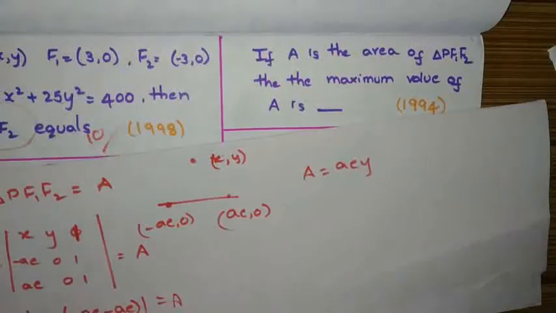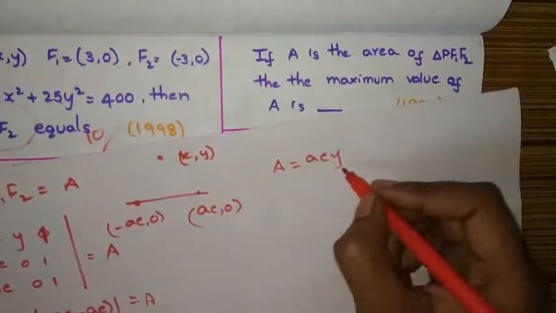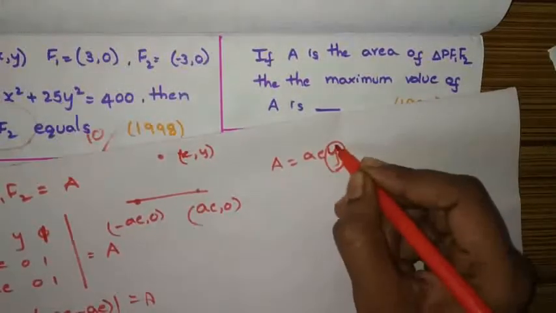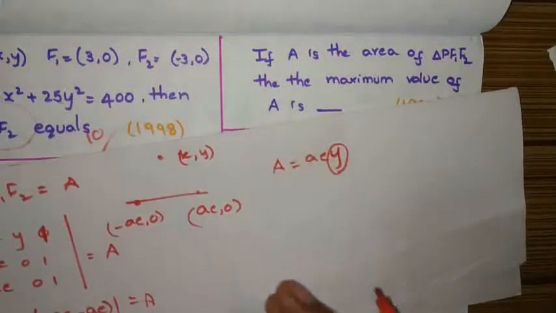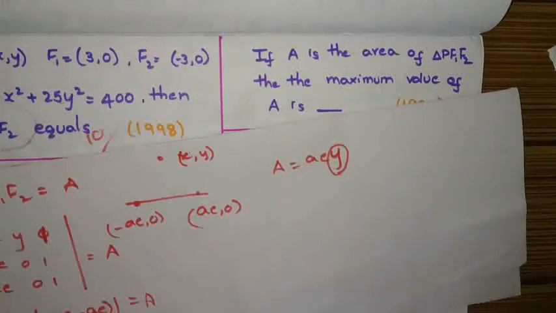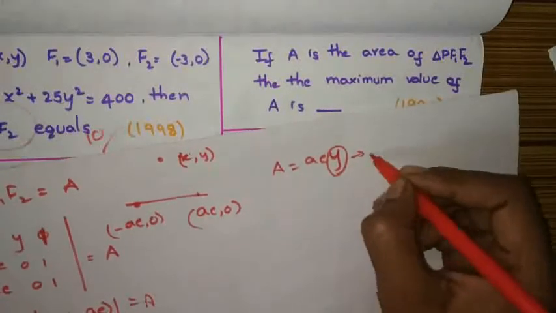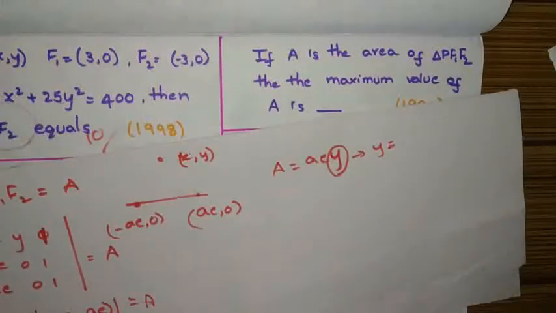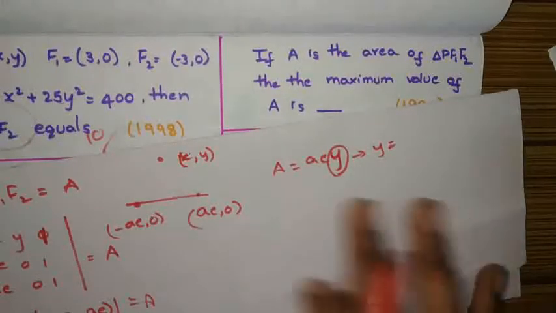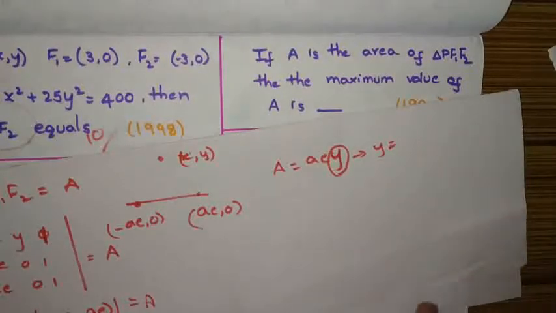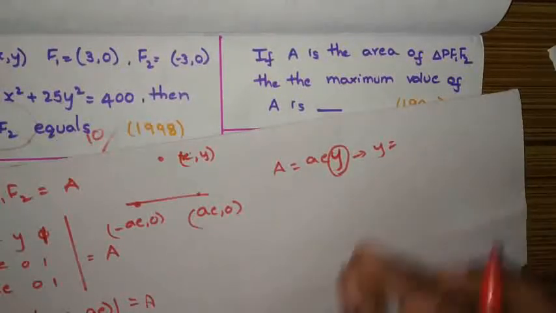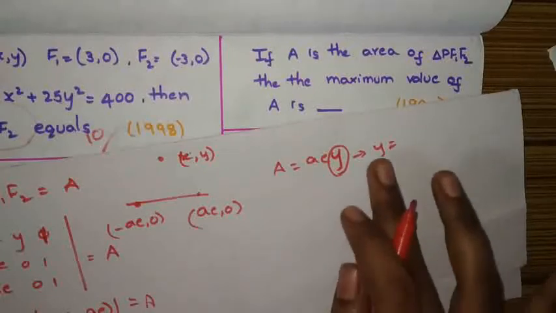See, those who are sleeping, what y value do you have to put so that area becomes maximum? Is it 1? Is it 2? Is it 3? We don't know. Why? Because we can substitute a bigger value and get a bigger value of A. So try to get rid of this y, because we cannot get the exact value of y. How can we get rid of this y?